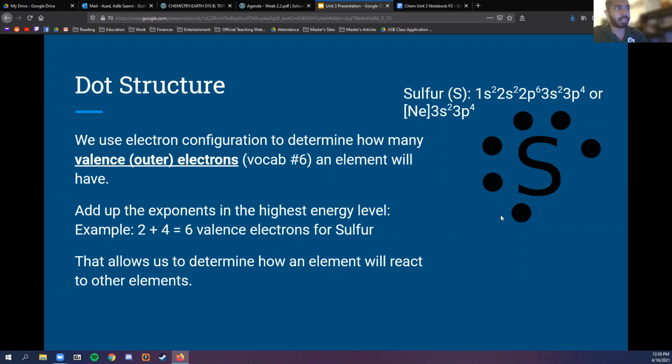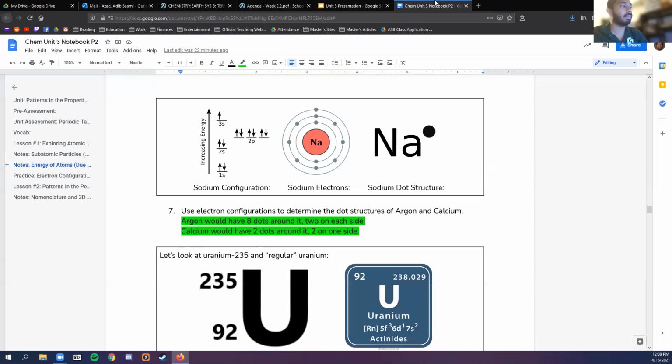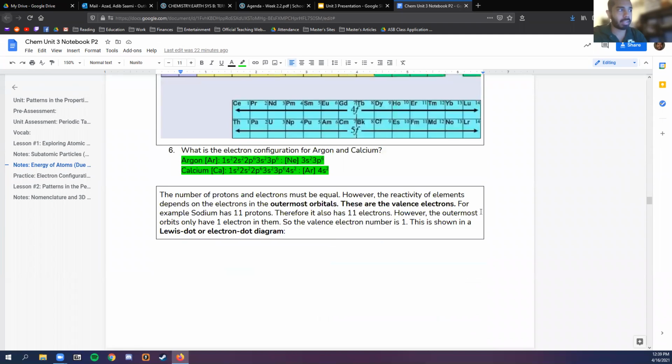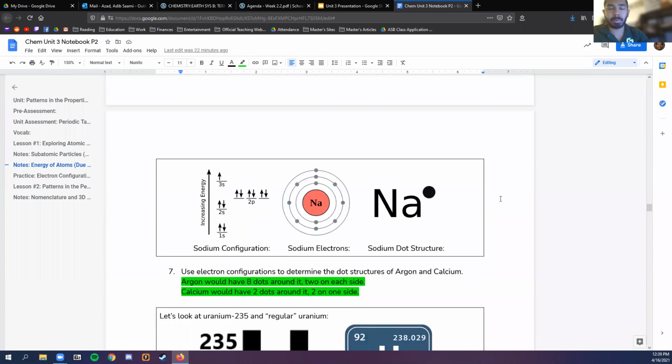Notice how there are no dots in the corners. You've got to put them either below or above, or left or right. That's where those dots go. So sodium, for example: the point of electron configuration is to get the valence electrons and see how the rest of the electrons are organized. And so let's take a look at sodium.